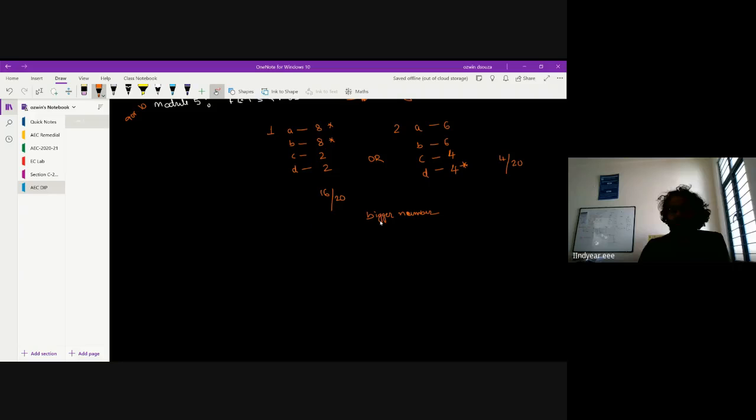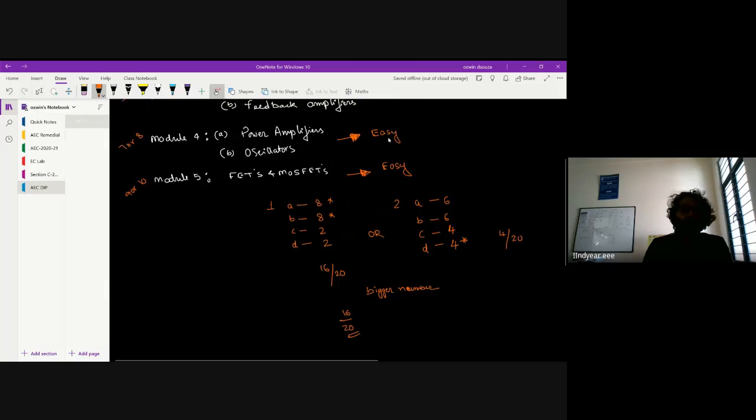Computer will simply pick the bigger number and it will just allocate the highest marks, that is 16 by 20. You never think that this 16 gets added with this 4 and you will get 20 out of 20. No, it cannot happen. So don't do cross attempt. What I'm trying to tell you is that either you attempt fully question number 1 or fully question number 2. That's how you have to prepare.